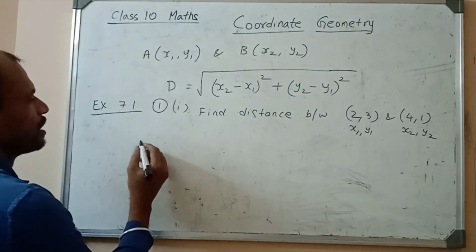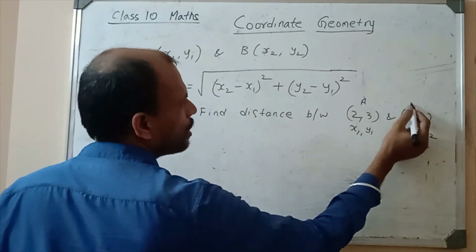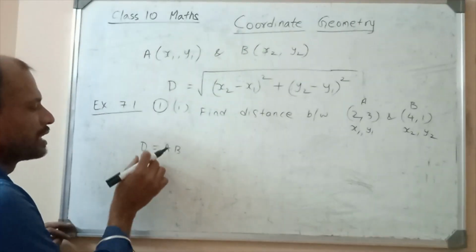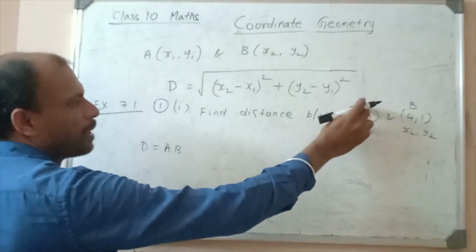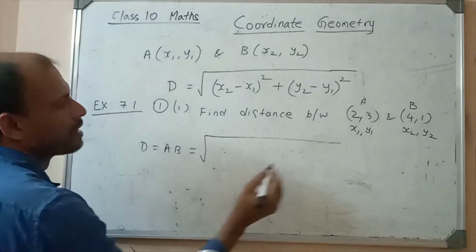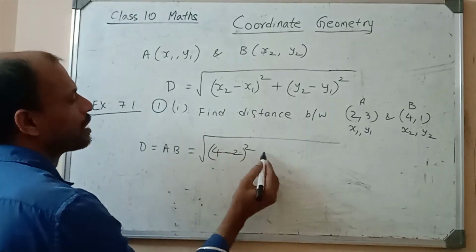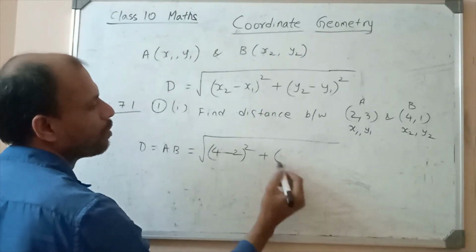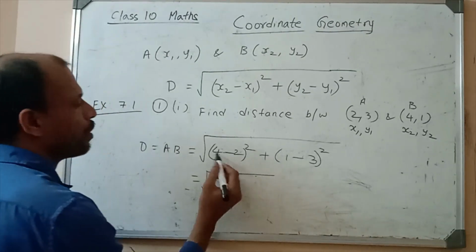So now apply the formula for distance d, or if you name these points A and B, you can write the distance as AB. Simply you can represent it as d that denotes the distance, or AB, the distance between point A and B. So AB is equal to root over (x2 minus x1), x2 here is 4, x1 is 2, so (4 minus 2) the whole square plus (y2 minus y1), y2 is 1, y1 is 3, so (1 minus 3) the whole square, is equal to root over (4 minus 2).